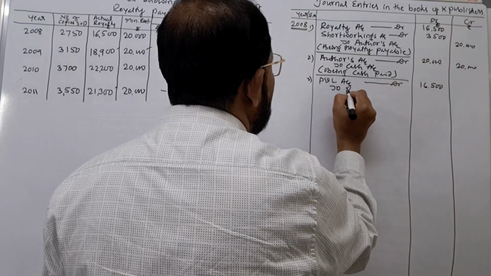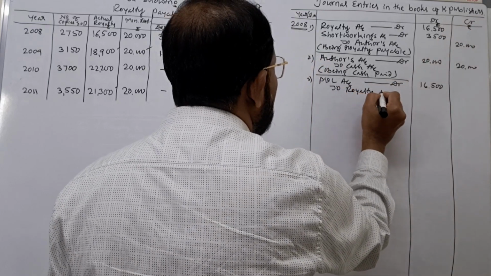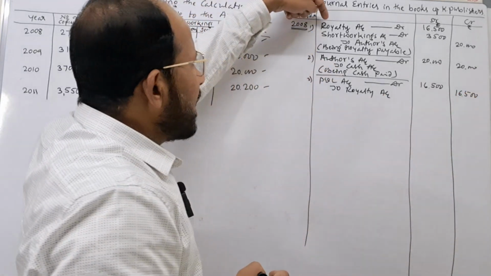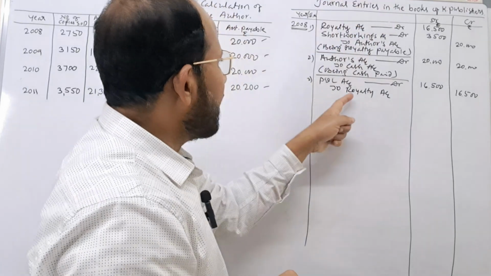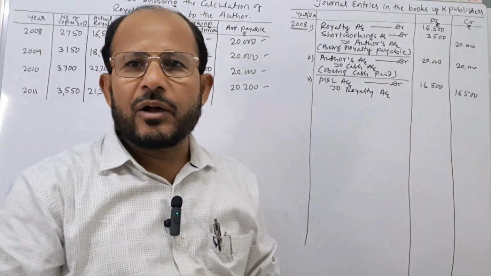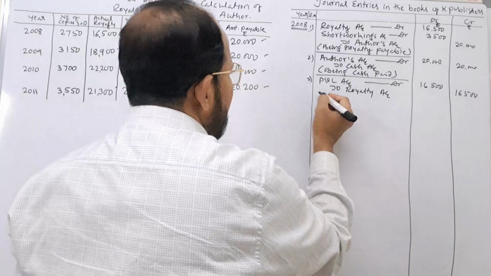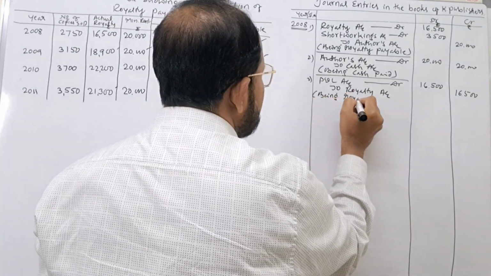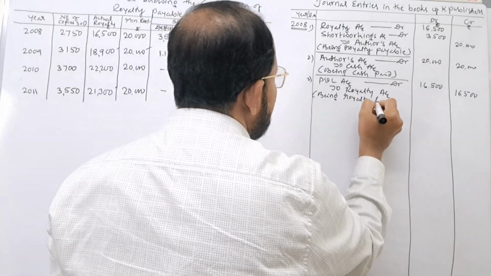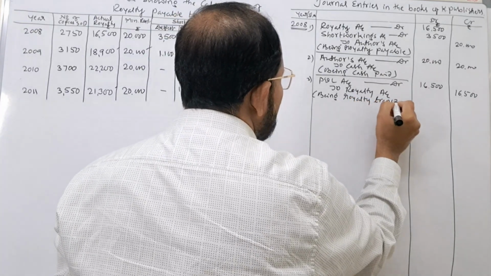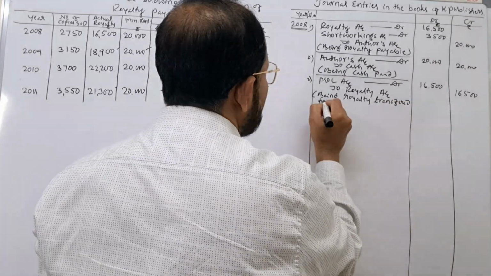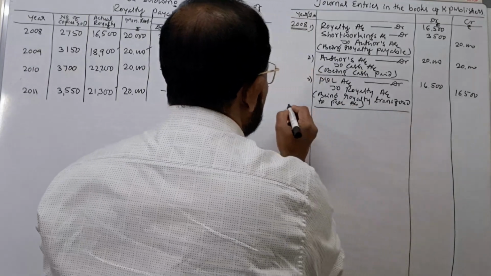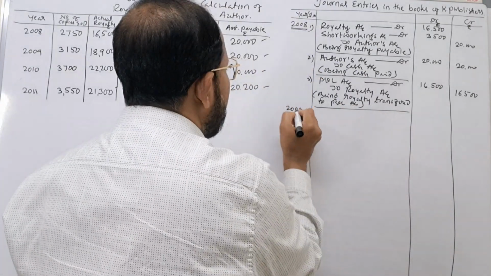Next one is to royalty account, to royalty account rupees 16,500. You see here, royalty account is debited here and here royalty account is credited. Now royalty account gets closed. Here you write the narration, being royalty transferred to P and L account. These are the entries in the year 2008.